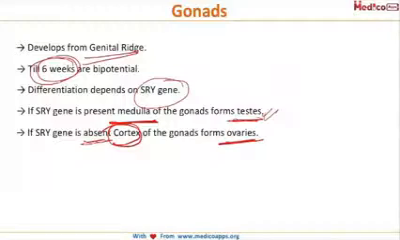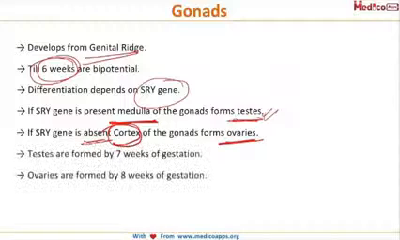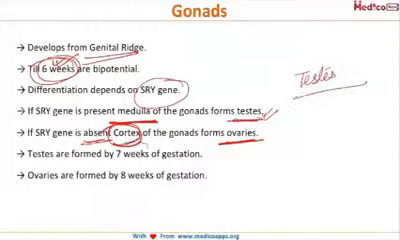Now, the other thing that you need to remember is till 6 weeks, they are bipotential. So if the SRY gene is present, then first it will lead to the development of testes at 7 weeks of gestation. And if this SRY gene is absent, then in the next week, if the testes are not formed, then these gonads will develop into ovaries at 8 weeks of gestation.